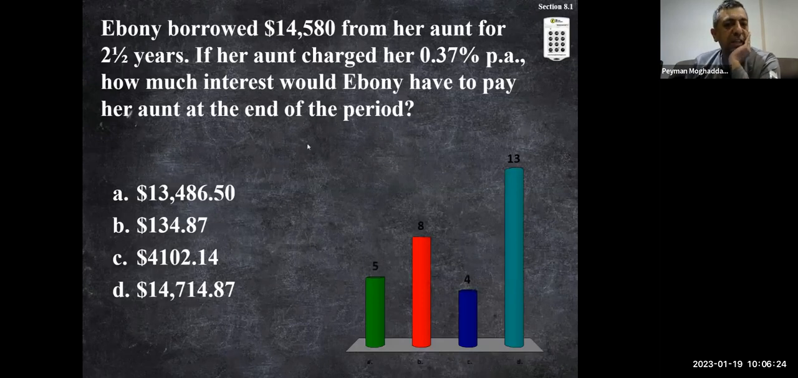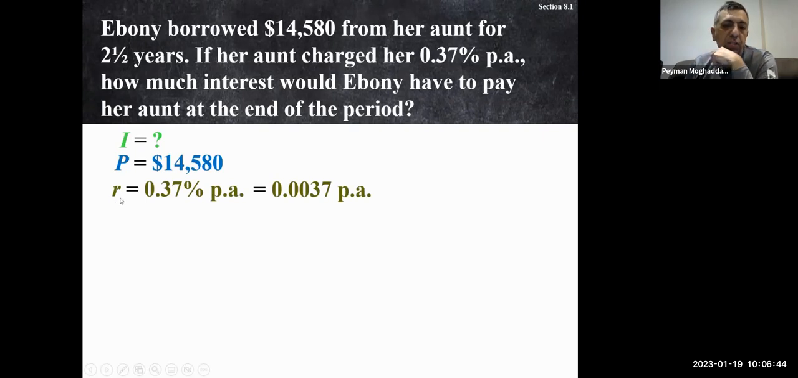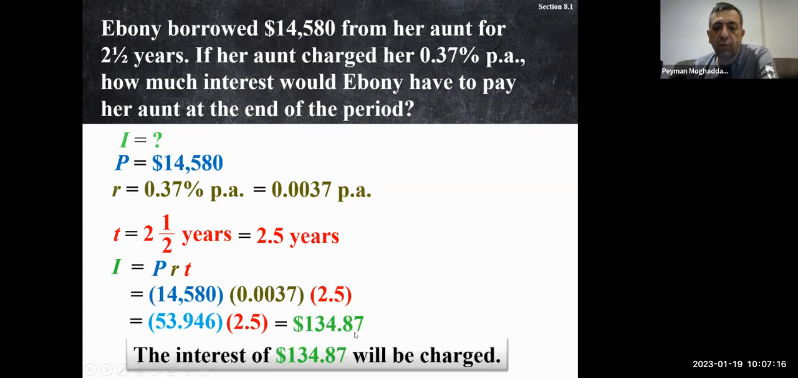All right, so the correct answer is B, as most of you answered correctly, and that's how we calculate it. We want to know the amount of interest. We have the principal amount, the number of years, and the interest rate, right? The tricky part of this question is how to convert the interest rate 0.37% to an actual number. As I said, the decimal point goes two digits to the left, so you put a zero in front of 37 and it's going to be 0.0037. T is 2.5 years, which you just write as the decimal 2.5, and then use the equation PRT. You multiply them all together, and the result is going to be 134.87, which is the B answer.